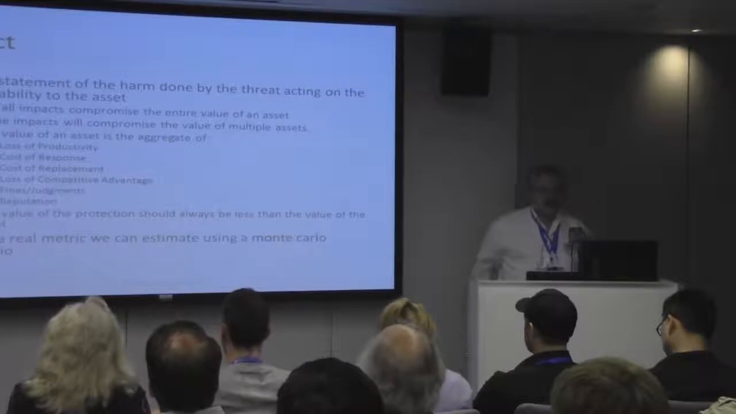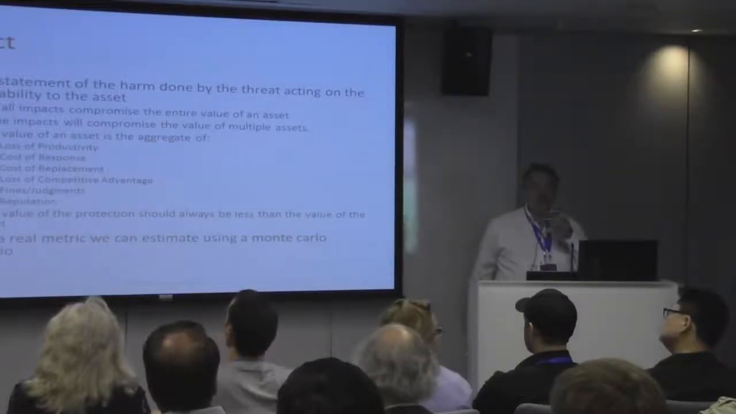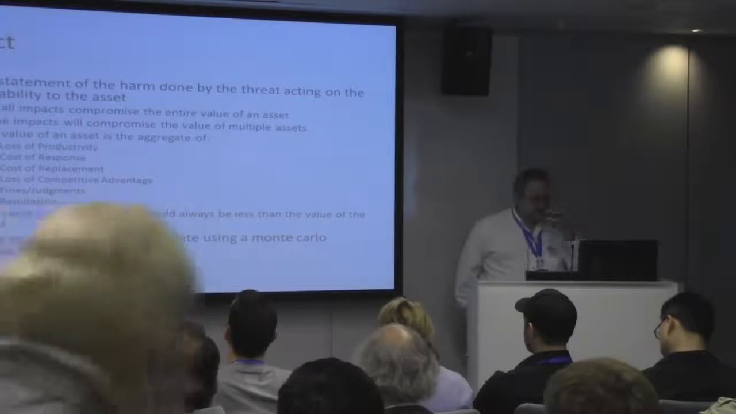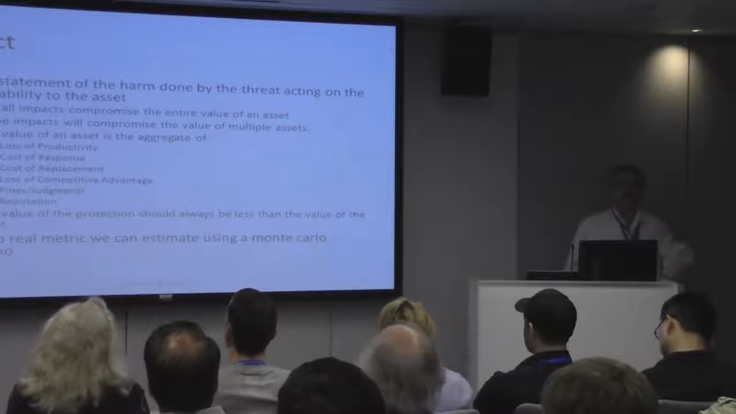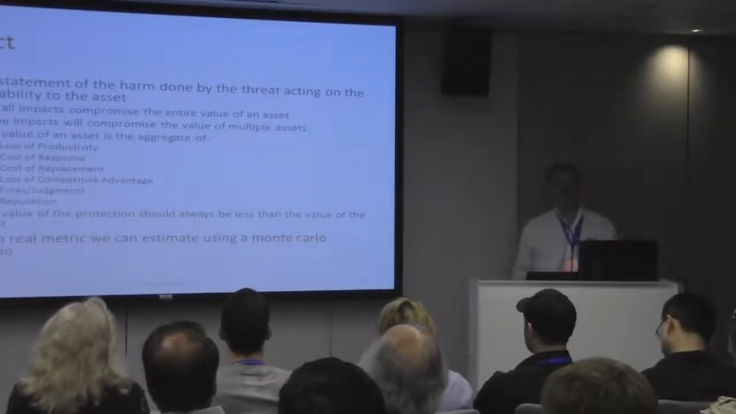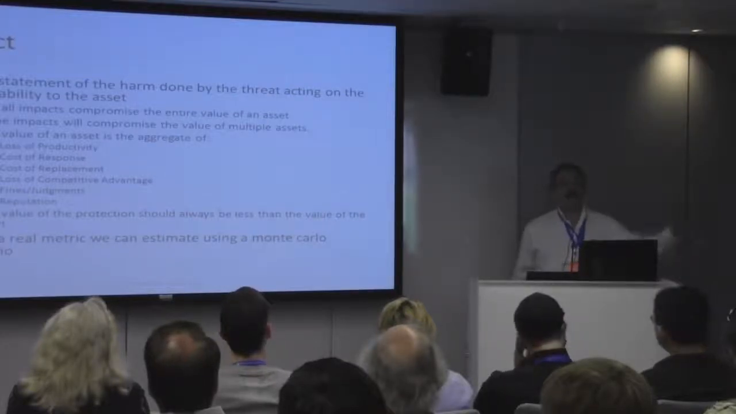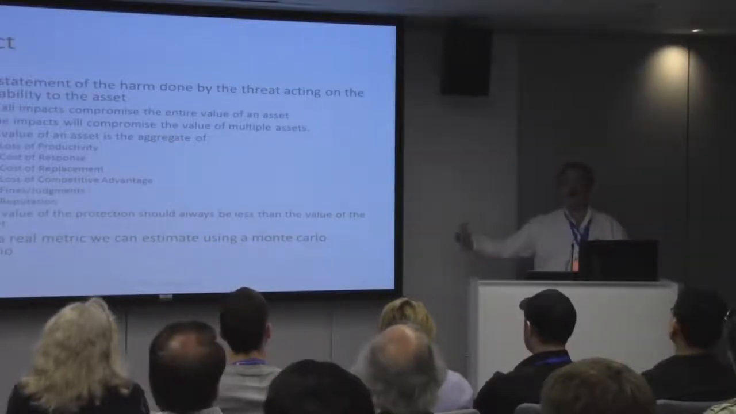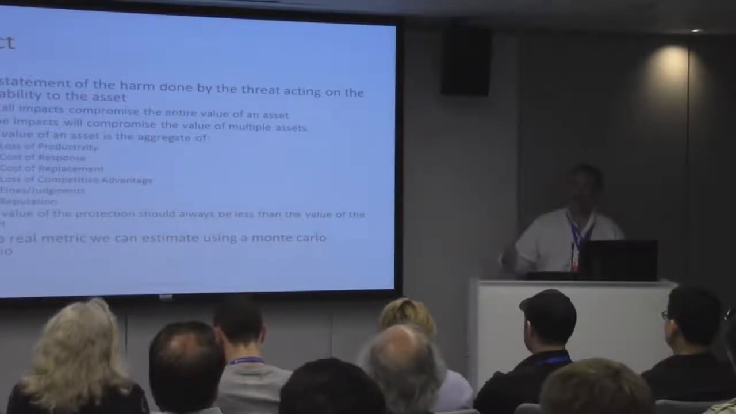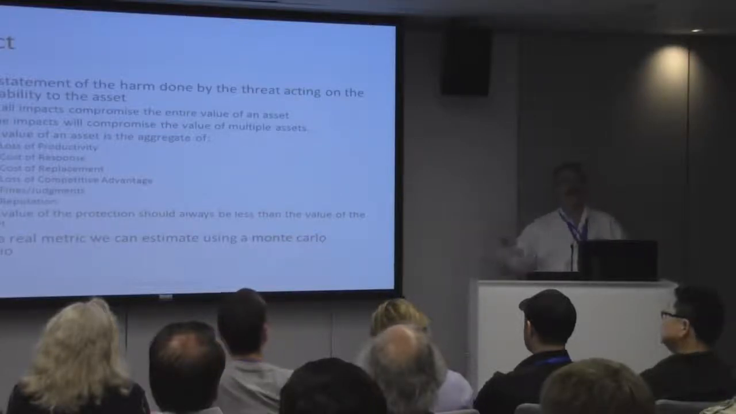Impact. Harm. This is what you really care about. Now, not all impacts compromise the entire value of an asset. It's possible to have an impact against control that does not impact confidentiality. If somebody steals the encrypted database, it's no longer in your control. They've got a copy of the encrypted database. They can launch out-of-band attacks against that database, but for the moment at least, because it's encrypted, it is still confidential until they break the encryption. You've just lost control.